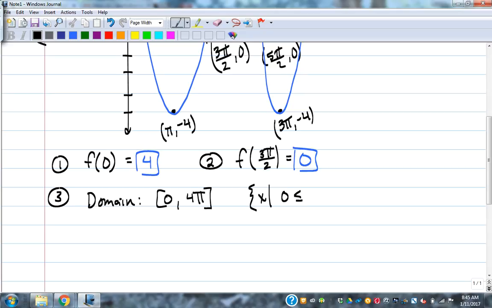Good job. So a compound inequality could be used to do that. 0 is less than or equal to x, and then it's also less than or equal to 4 pi. So that's saying start at 0, include it, go all the way up to 4 pi, and include it, just like our interval notation says that.